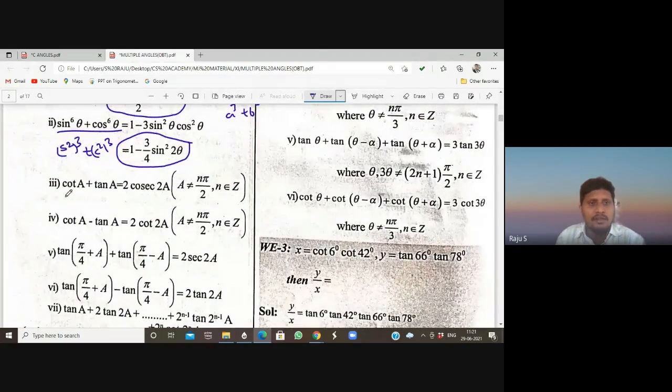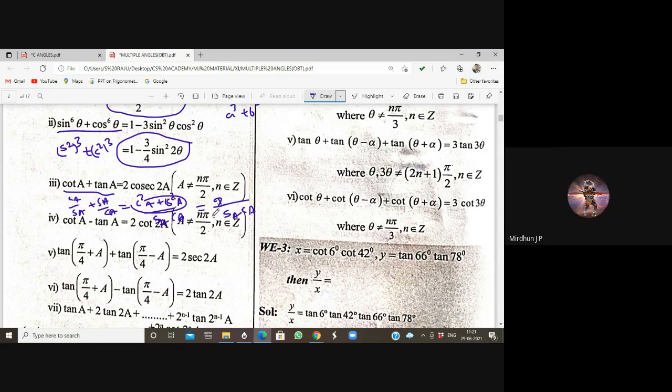Here they have clearly given cot A plus tan A is equal to 2 cosecant 2A. So cot A you can write as cos A by sin A, plus sin A by cos A. Then take LCM: numerator cos square A plus sin square A by sin A cos A. What is the numerator value? 1. So 1 by sin A cos A, multiply and divide by 2.